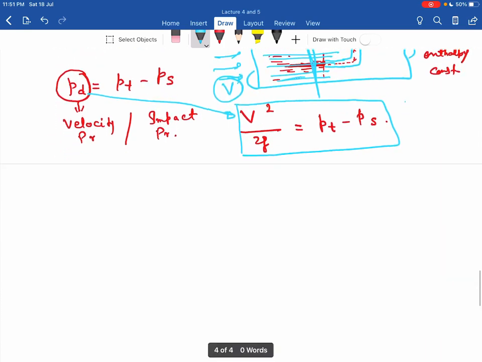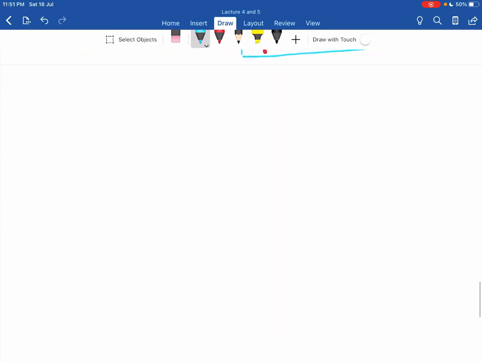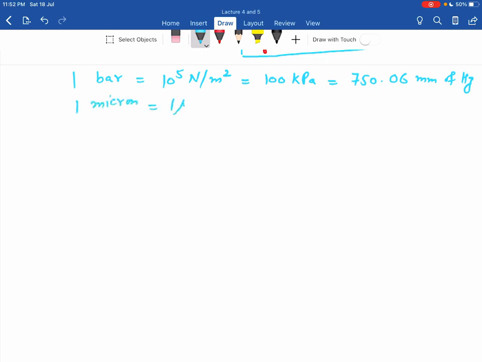Now we have some pressure units and their conversion relations. One pressure unit is 1 bar, which is equal to 10 raised to power 5 Newton per meter square, or equal to 100 kilopascal, or equal to 750.06 mm of Hg. Another unit for pressure is 1 micron, which is equal to 10 raised to power minus 3 mm of Hg. Another unit is 1 torr, which is equal to 1 mm of Hg.